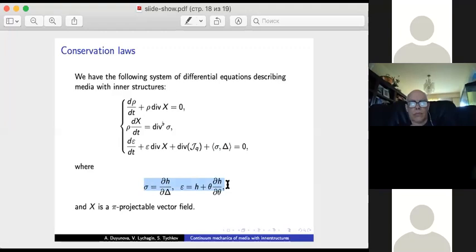And yes, the last condition we need is that the flow velocity field X must be a pi-projectable vector field. Well, it follows from the first three conditions which we imposed in the beginning when we described our model of the medium with inner structures.